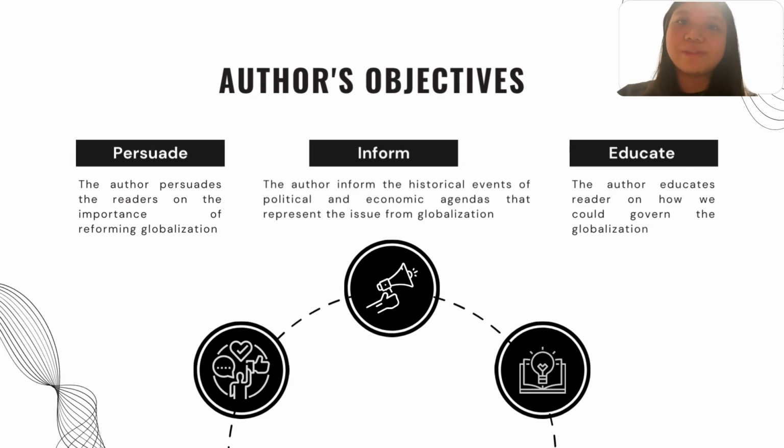There are three main objectives from the author, which are persuade, inform, and educate. The author aims to persuade and inform the readers on the importance of reforming globalization by giving important historical events that arise from the issue of globalization.